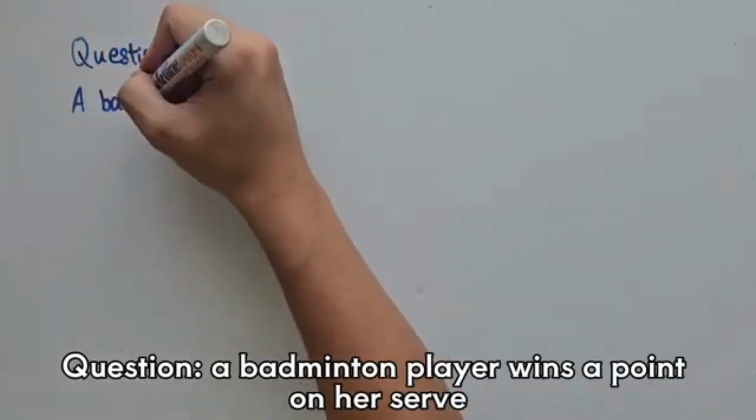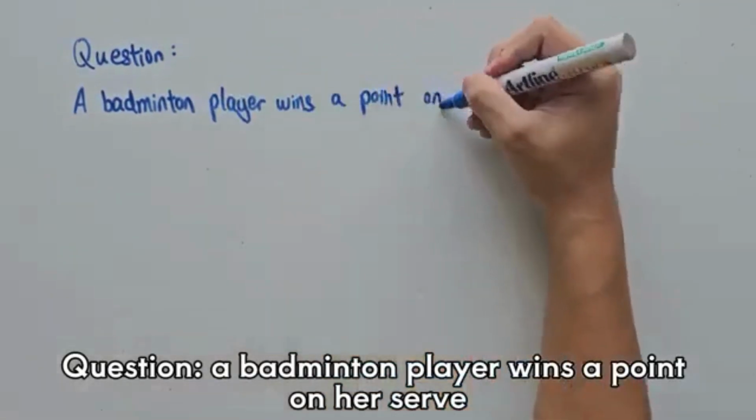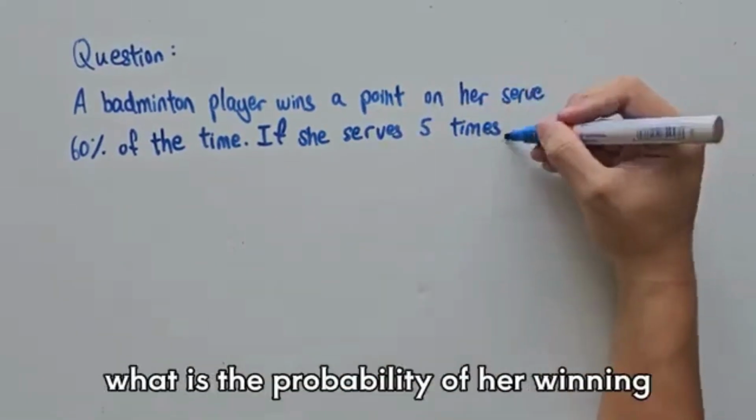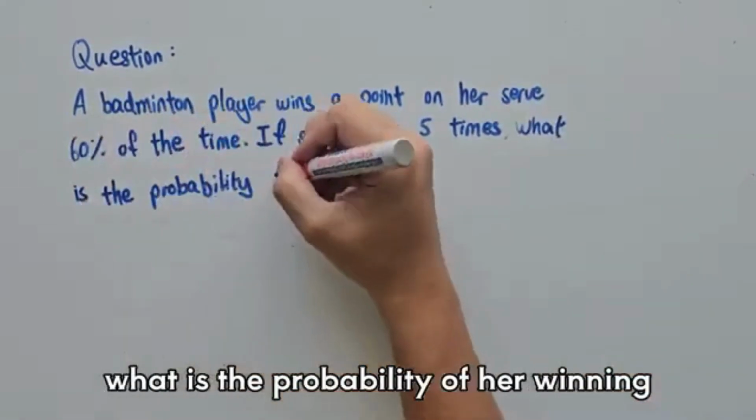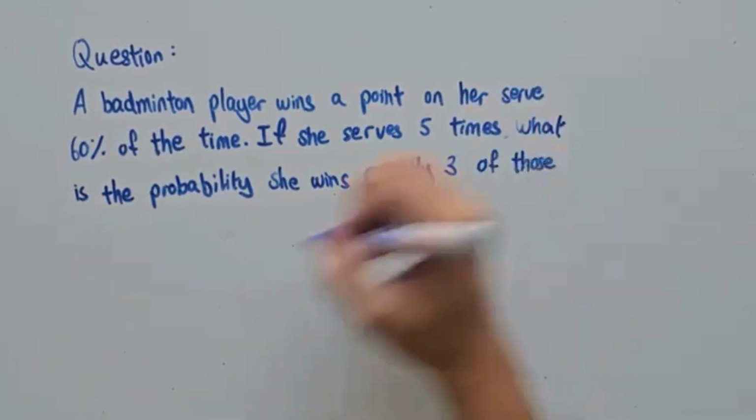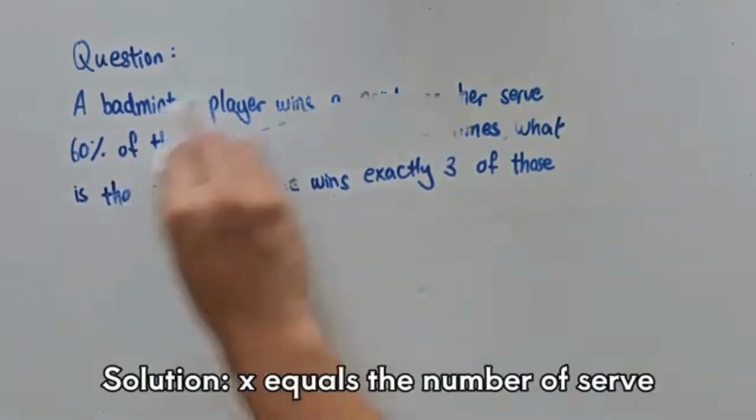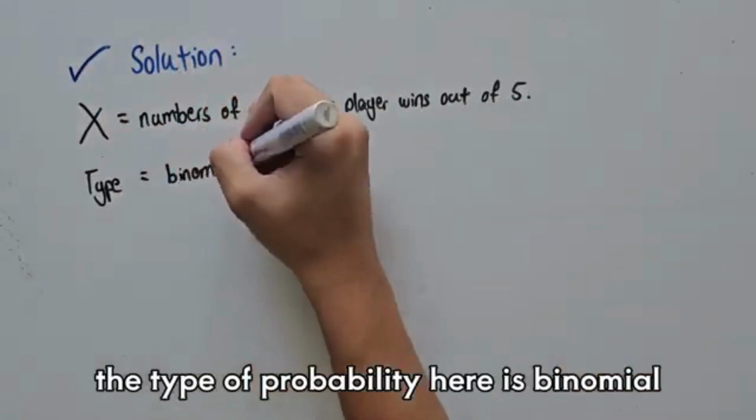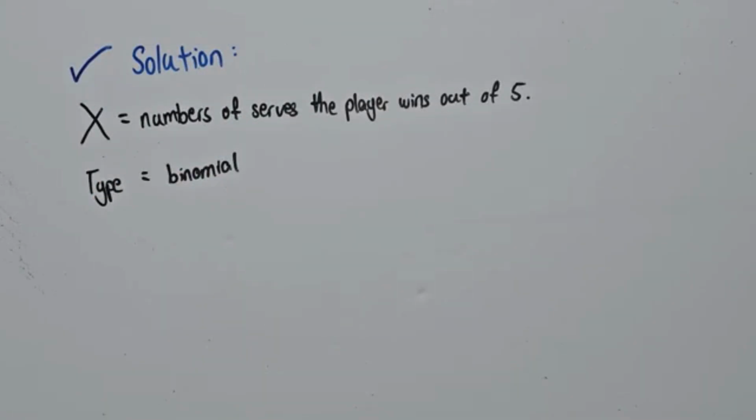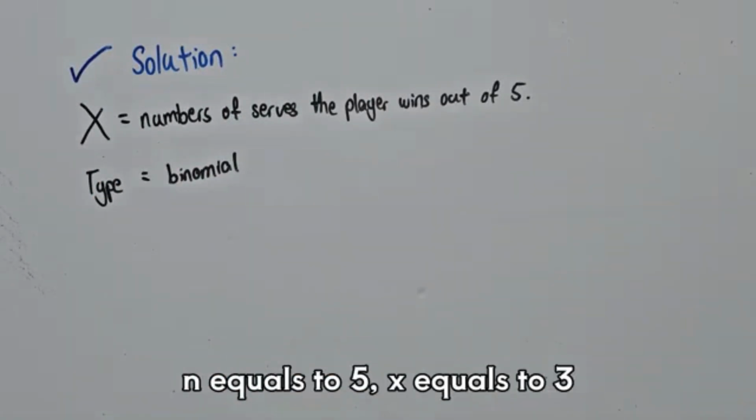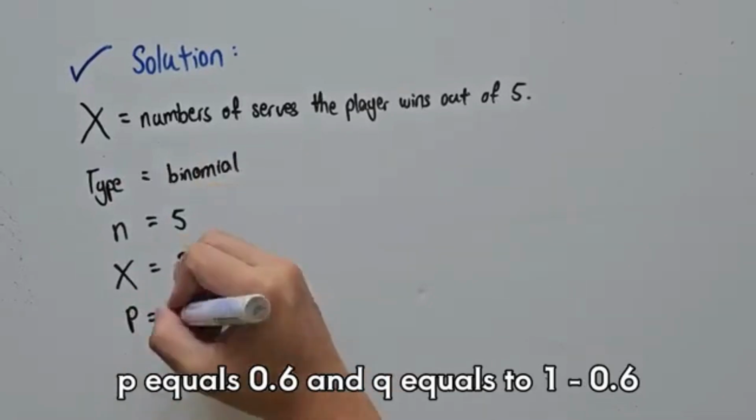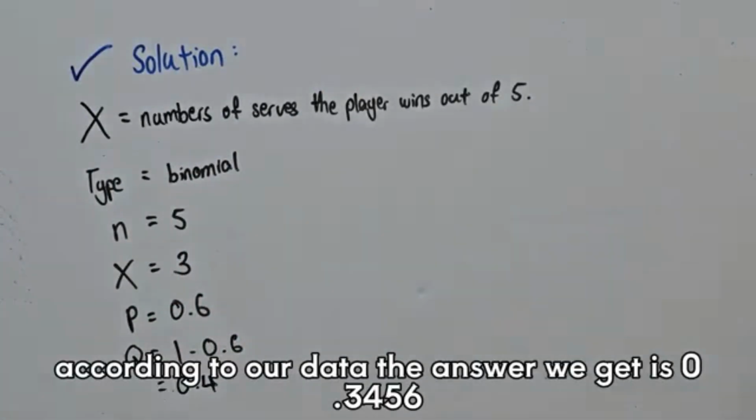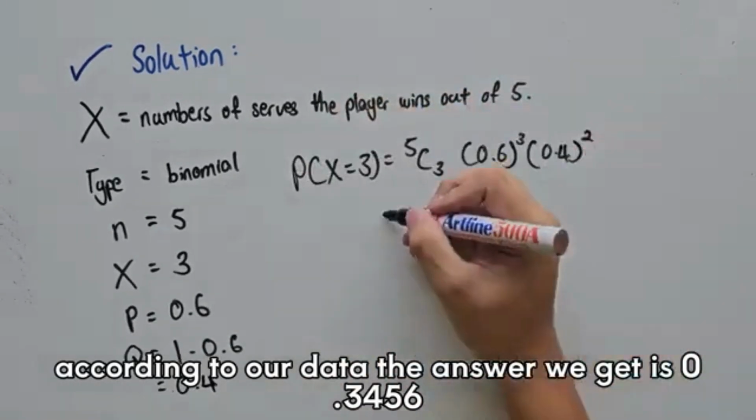Question. A badminton player wins a point on her serve 60% of the time. If she serves 5 times, what is the probability of her winning exactly 3 times? Solution. X equals the number of serves the player wins out of 5. The type of probability here is binomial. N equals 5, X equals 3, P equals 0.6, and Q equals 1 minus 0.6. Then we write out the binomial formula according to our data. The answer we get is 0.3456.